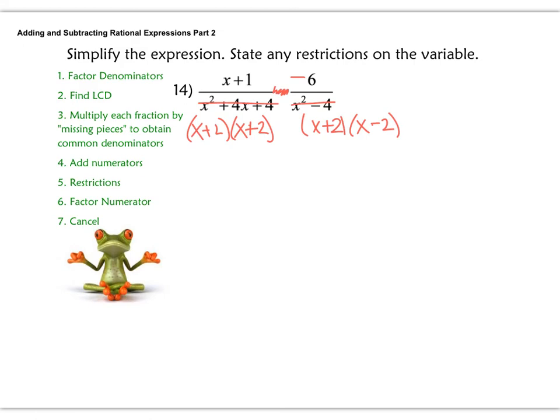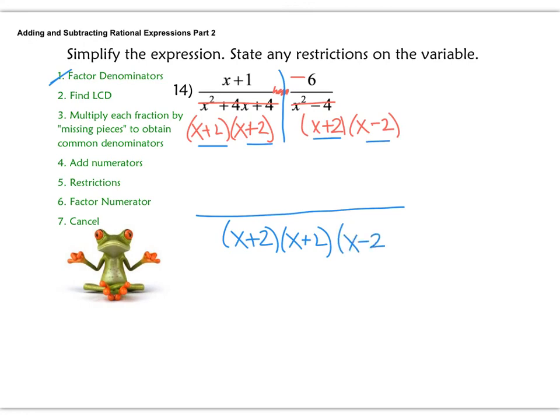All right, so that was step 1. Step 2, find my LCD. So I need x plus 2 twice, because this one has it twice, and I know I can't make them smaller, so I'm going to need 2 of them. All right, moving on to the second one. I already have that written down, so I'm good, but I also need an x minus 2.